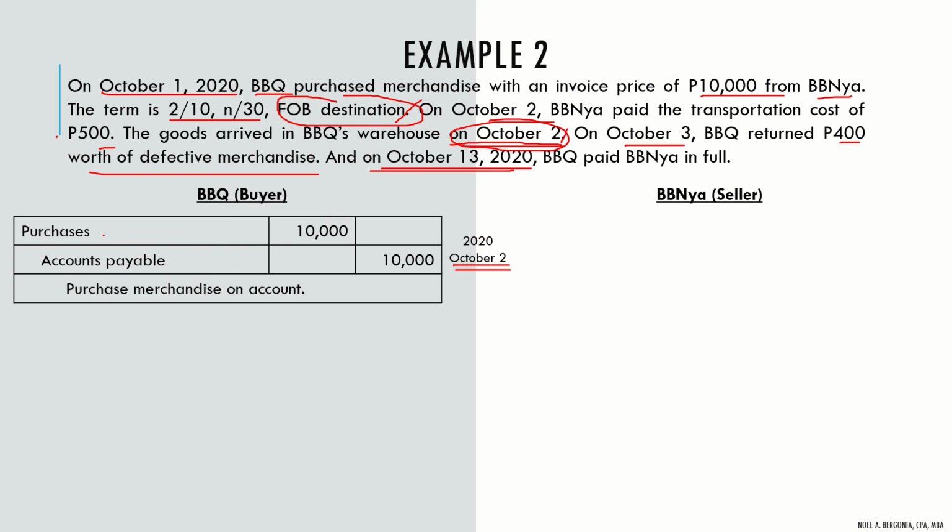Okay, so we debit purchases 10,000 and we credit accounts payable 10,000 again on October 2 for the purchases since yun pa lang yung time na dumating yung merchandise.